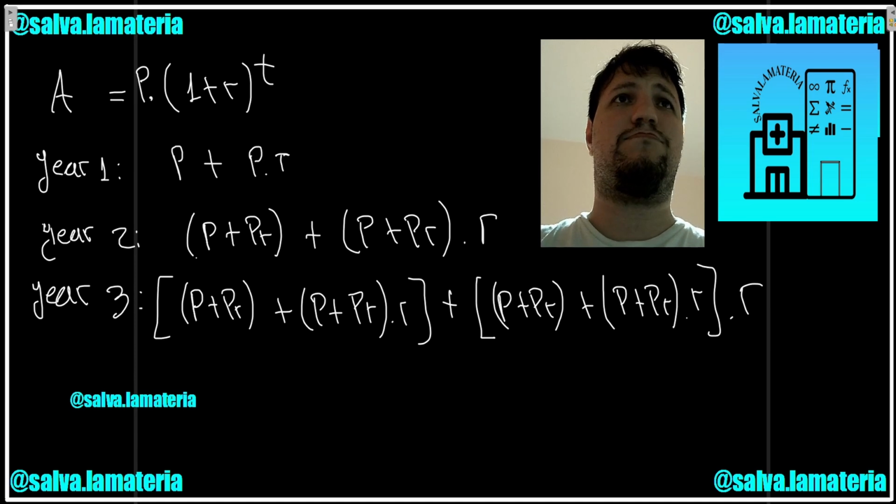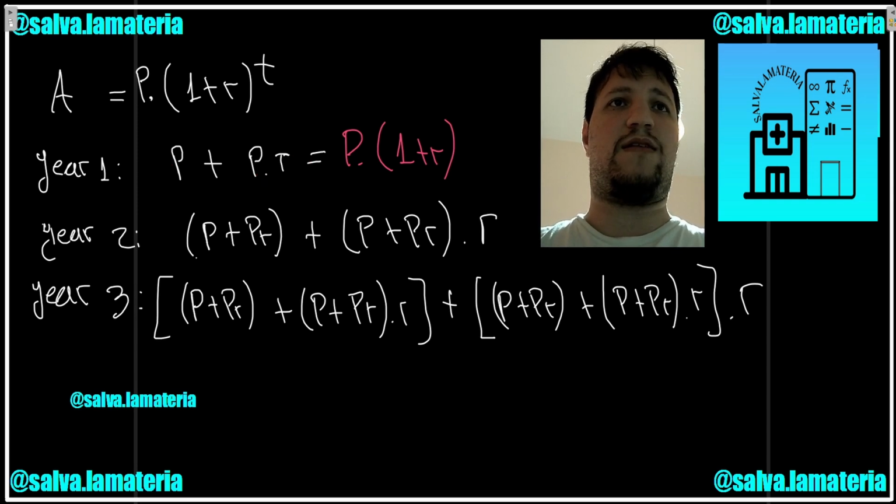So basically, if we do the factorization here, P plus P times R, we can take common factor P, and this is going to be P times 1 plus R. This satisfies the equation because for T equals 1 it is P times 1 plus R.